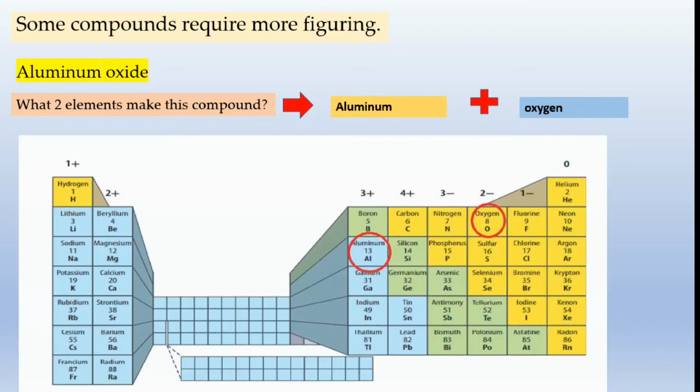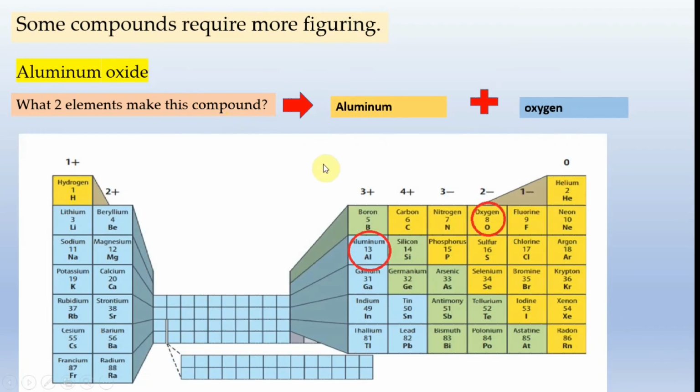Now, let's use the periodic table. Let's find the ions for each element. Aluminium is right here, so it has a 3 positive. Oxygen is right here, and it has a 2 negative. Like this.